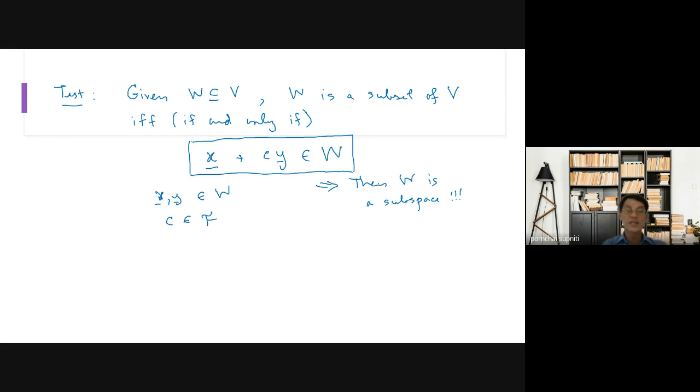It turns out that this test incorporates all four properties already. So this is a general way to test it. And let's look at one more example for the subspace. Let's say this is example number 3.